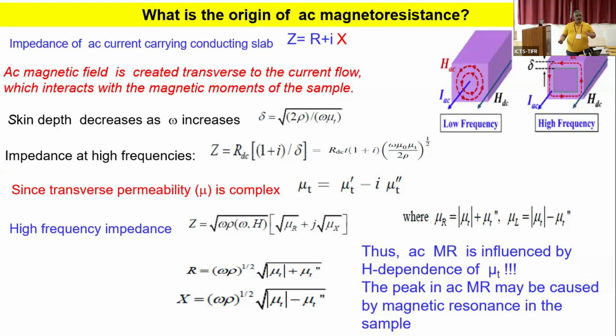Because remember that mu t double prime is connected with the electromagnetic wave absorption. Thus, even if the resistance itself is not changing due to other scattering mechanisms, the change in the high frequency permeability is imposed on the resistance and the reactance parts. This is what we seem to be finding.